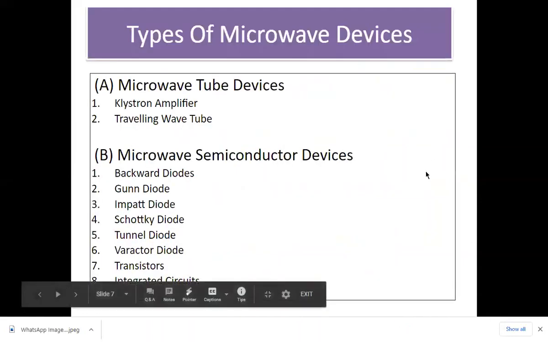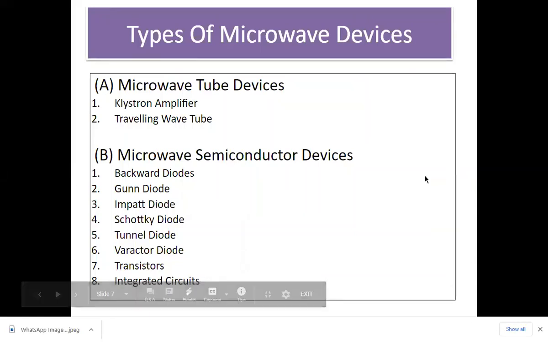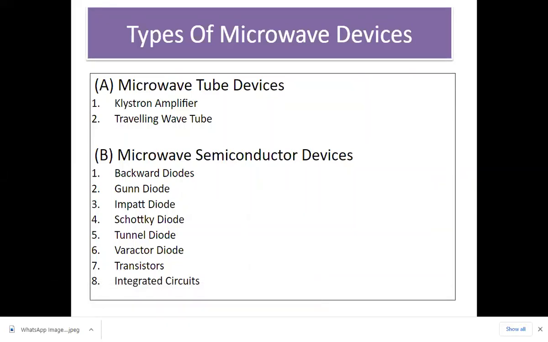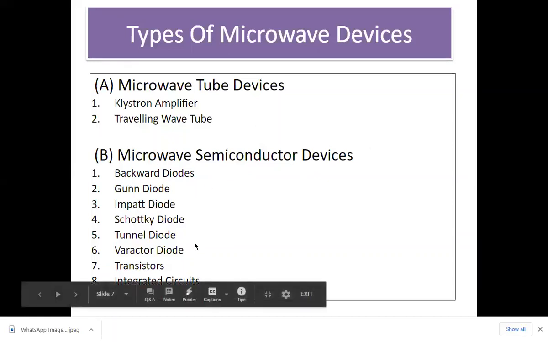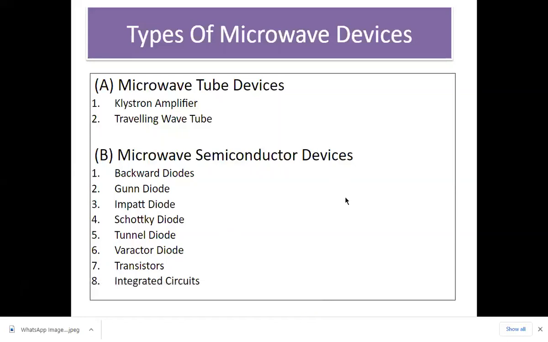Now we can discuss types of microwave devices. Basically, these are of two types: microwave tube devices and microwave semiconductor devices. In microwave tube devices, the klystron amplifier and traveling wave tube come, while in microwave semiconductor devices, there are backward diodes, Gunn diode, IMPATT diode, Schottky diode, tunnel diode, varactor diode, transistors and integrated circuits, etc.